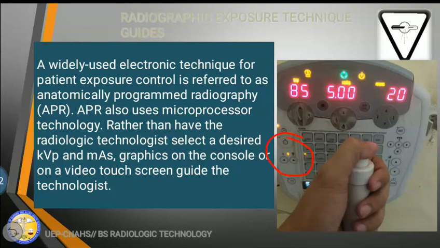Click mo muna. And then, makikita mo dito, may mga icons dyan. So, for example, dyan, may nakalagay na chest. Pag click mo yung body part, tapos chest, so automatic may lalabas na technical factor, kasi nakakalibrate yan according sa x-ray machine. Yon. So, hindi ka na masyadong ma-effort na magme-measure and magko-compute. Halimbawa, nilagay mo dyan, click mo yung small, tapos nag-click ka ng chest, so may lalabas dyan na technical factor. So, again, anatomically programmed radiography.